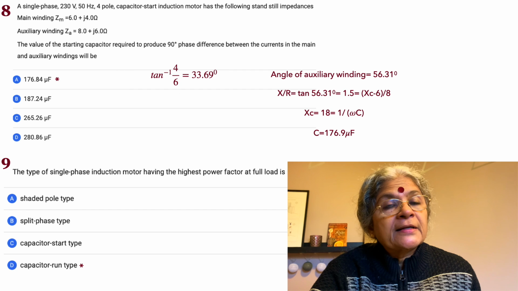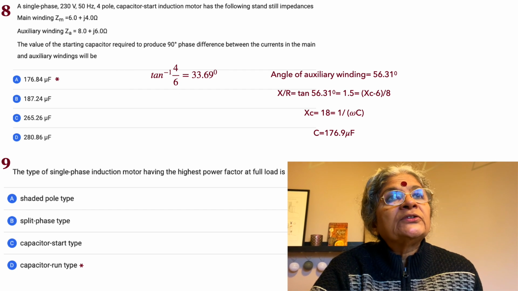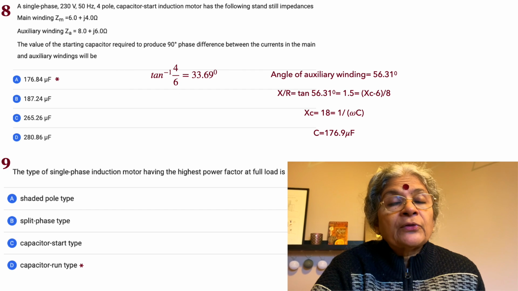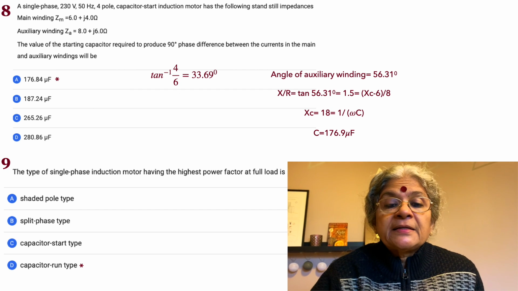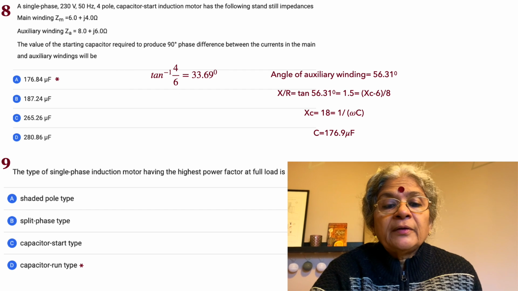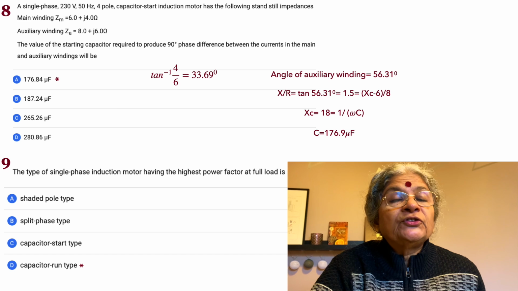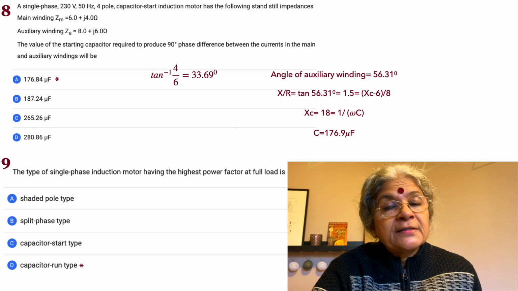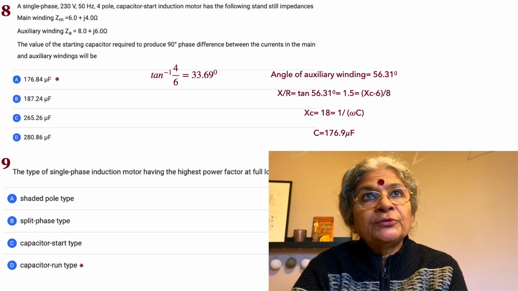Where 8 is the resistance and 6 is the reactance of the auxiliary circuit, which has not yet got the capacitor as such. Once the capacitor is added, the reactance becomes xc minus 6. Now it's very simple to solve, and you see that xc is equal to 18, and it's equal to 1 by omega c. So omega is 314, and so c is equal to 176.9 microfarads. So subtle differences between the two, I suppose it's well understood.